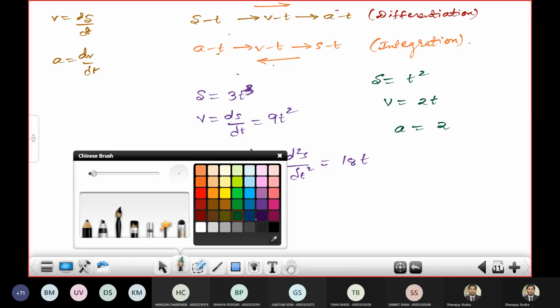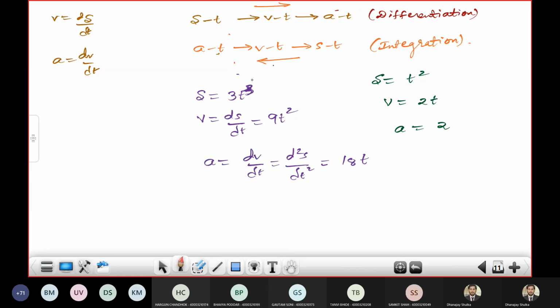So if you observe here carefully, here the power of t is 3, then here the power of t is 2, and here the power of t is 1. This power goes on reducing, right? Again here you can see this is 2, this is 1, this is 0. Am I correct?